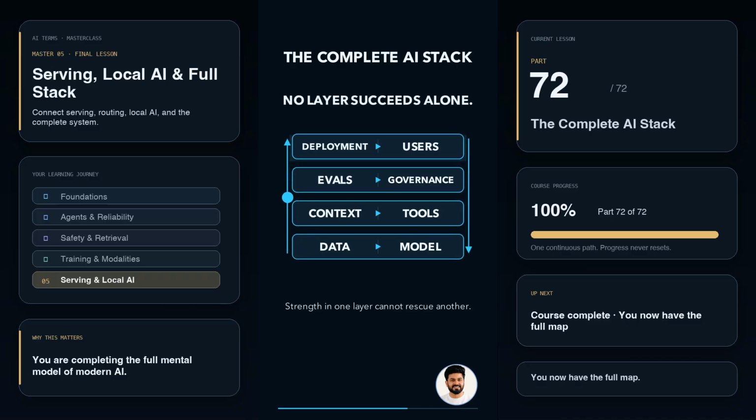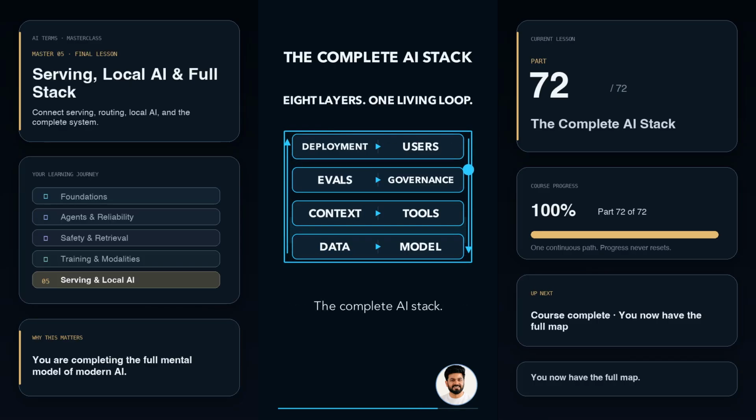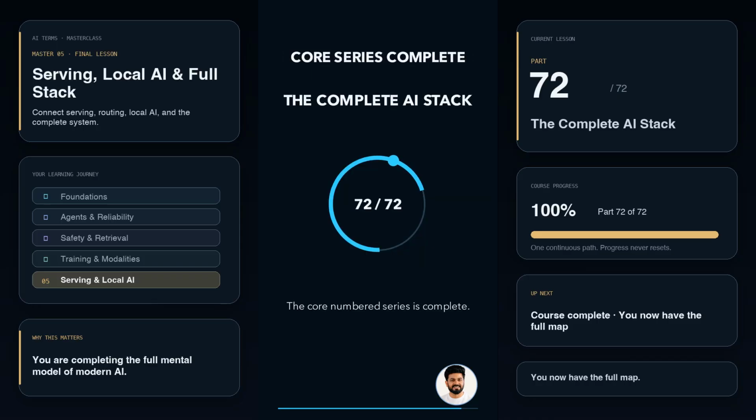In a real product, no layer succeeds alone. Better data cannot rescue a broken workflow. A powerful model cannot replace evaluation. Fast deployment cannot excuse weak governance. Together, these 8 layers form the complete AI stack: data, model, context, tools, evaluations, governance, deployment, and users connected in one living loop. This completes the core numbered series. Every lesson now connects into one map. You now have the full map.